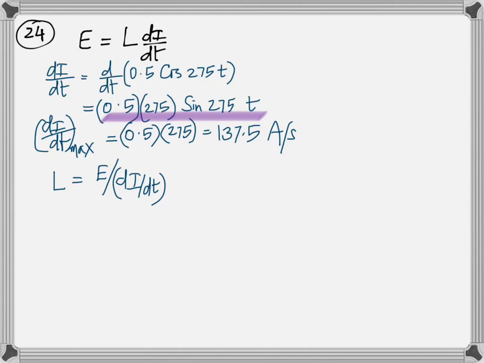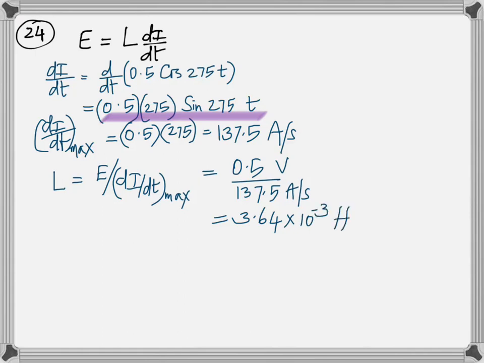So di by dt is something times sine of an angle. You want the maximum of di by dt. Surely the only thing that can change is sine, and give it the maximum. So you get the left hand side to be maximum: 137.5 ampere per second, and then put it back into this. E divided by this. I just put the units there to remind you that volt divided by ampere per second is going to become henry.